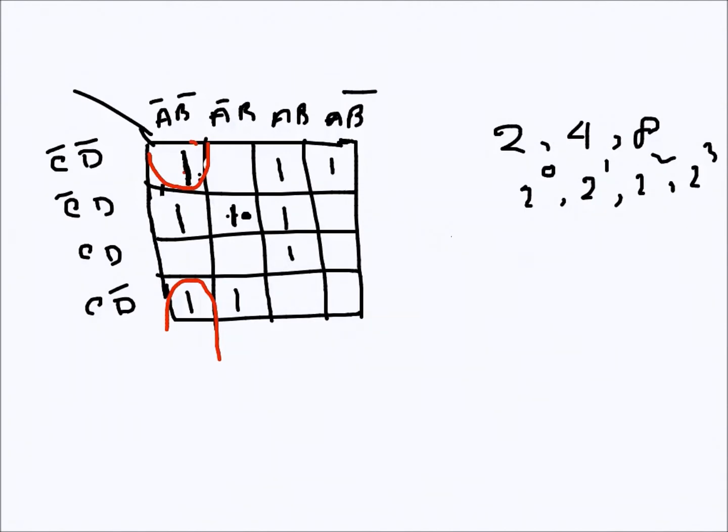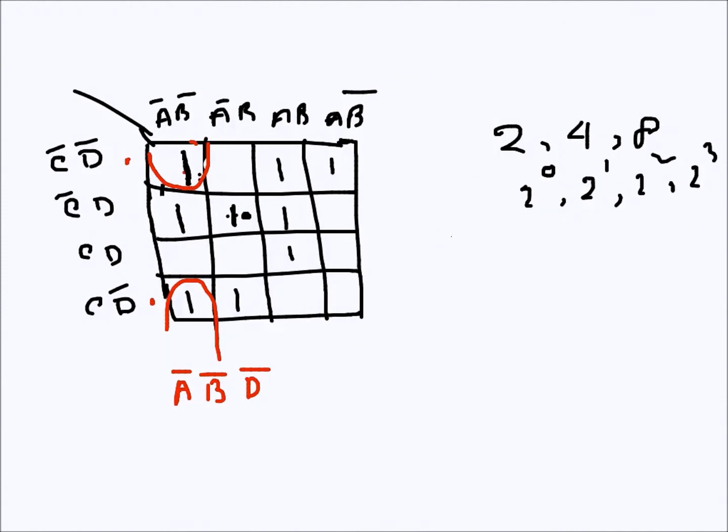While writing the expression, we have to see that A bar, B bar is there, while for this one and this one the only thing that is common is D bar, because C bar is changing, so that's D bar. That's the expression for this group.